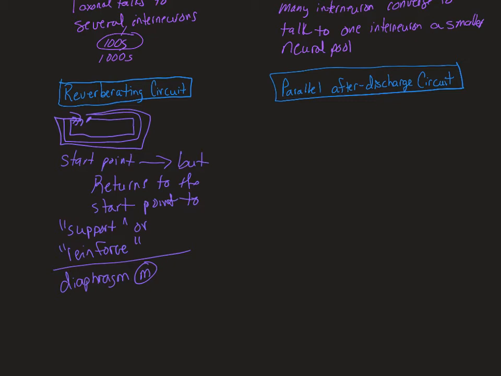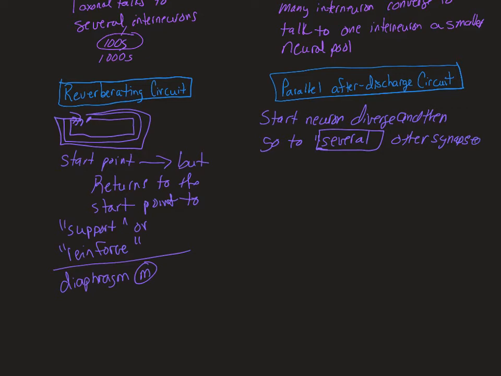Now, parallel after-discharge is a little bit more wonky. You've got your starting input neuron, and it's going to diverge and then go to several other synapses. Each chain has multiple synapses, but eventually everything is going to reconverge at one or a few output neurons.